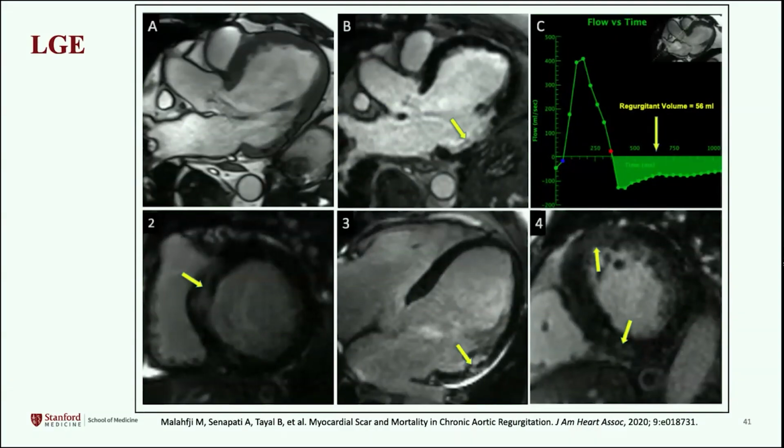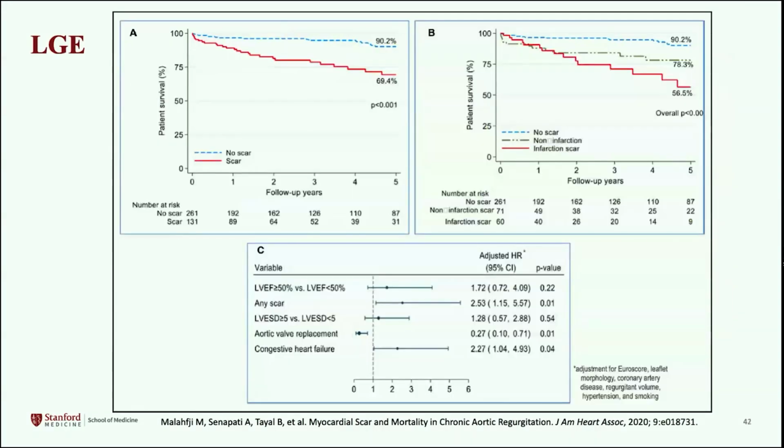And so, even in those patients, as you can see here in the top left, survival was discrepant between those without scar in the blue line and those with scar. And then in the top right, you can see that we have, for non-infarction pattern scar, a little bit better survival than those with prior infarction. And that scar, again, was a strong predictor of death.